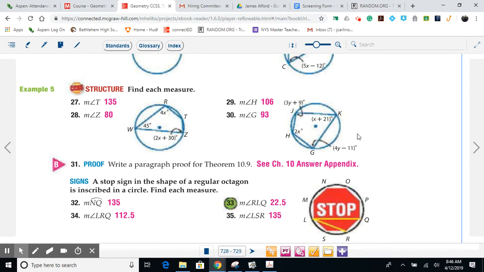Angle G. This is a what right here? Four sides inside a circle. What do I know about G and J? They're opposite, so the theorem says they have to be supplementary. So I take 3y plus 9 plus 4y minus 11, set it equal to 180. Solve for y. Plug it back in for angle G, and that's where the 93 would come from.